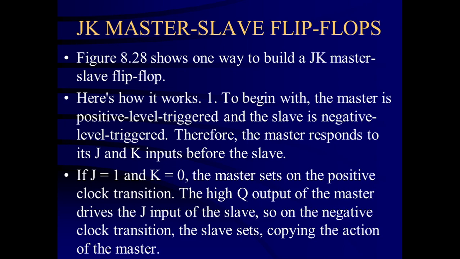If J is equal to 1 and K is equal to 0, the master sets on a positive clock transition. The high value of the Q output of the master drives the J input of the slave. So, on the negative clock transition, the slave sets, copying the action of the master.